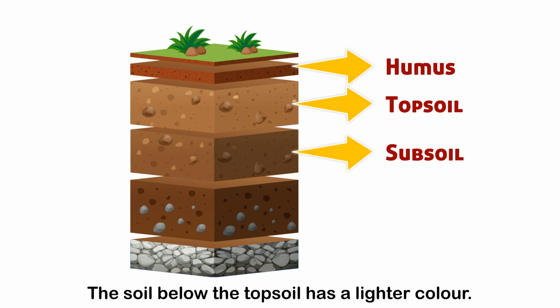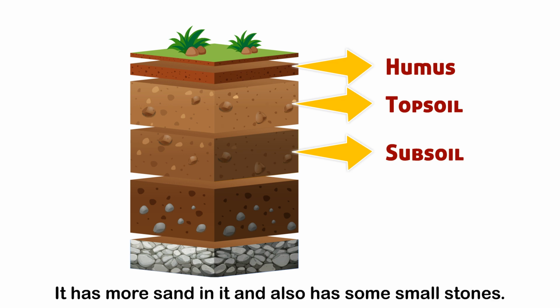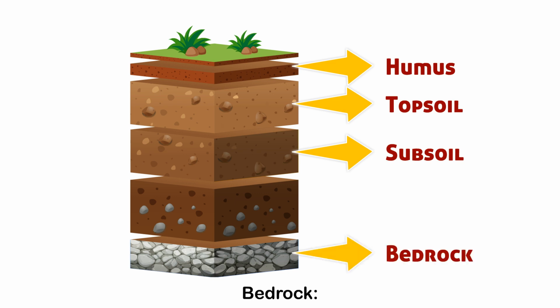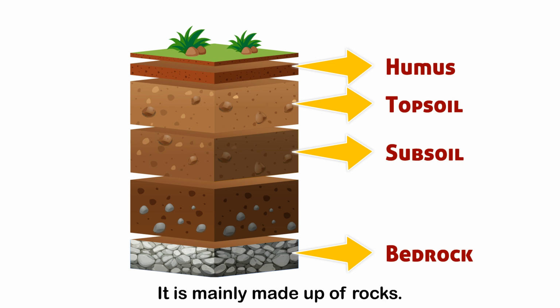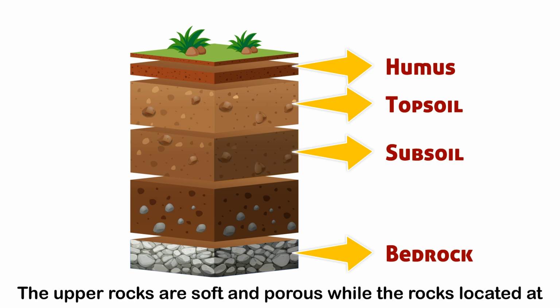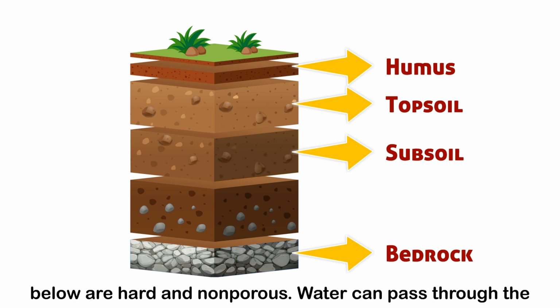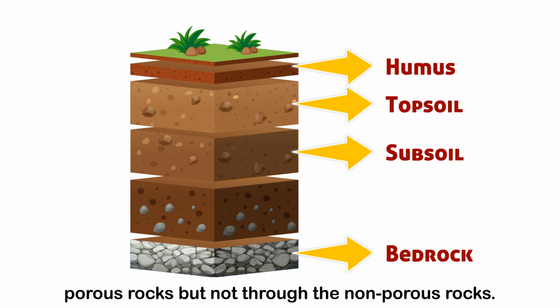Subsoil. The soil below the topsoil has a lighter color. It has more sand in it and also has some small stones. Bedrock. The bedrock is found below the subsoil. It is mainly made up of rocks. The upper rocks are soft and porous, while the rocks located below are hard and non-porous. Water can pass through the porous rocks, but not through the non-porous rocks.